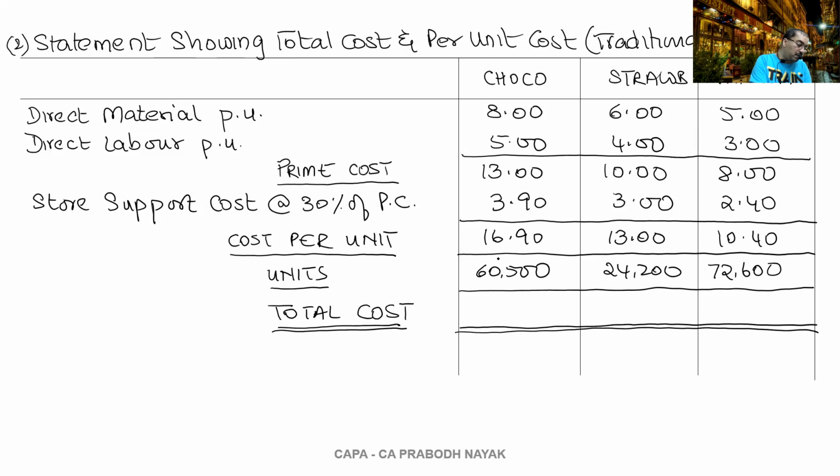16.9 into 60,500 is 10,22,450. 13 into 24,200 is 3,14,600. 10.4 into 72,600 is 7,55,040.